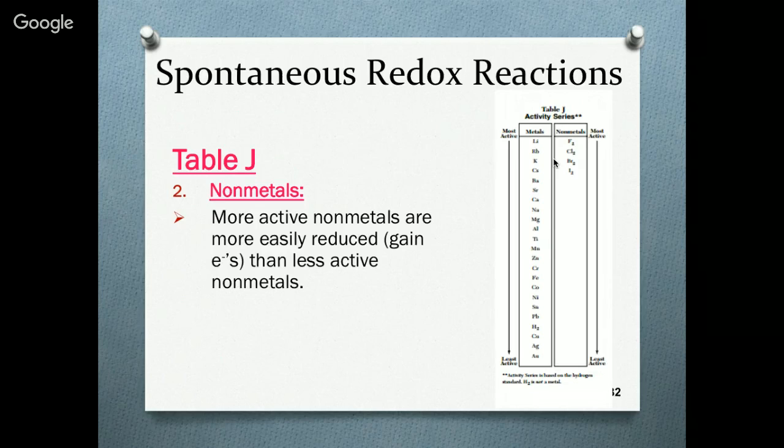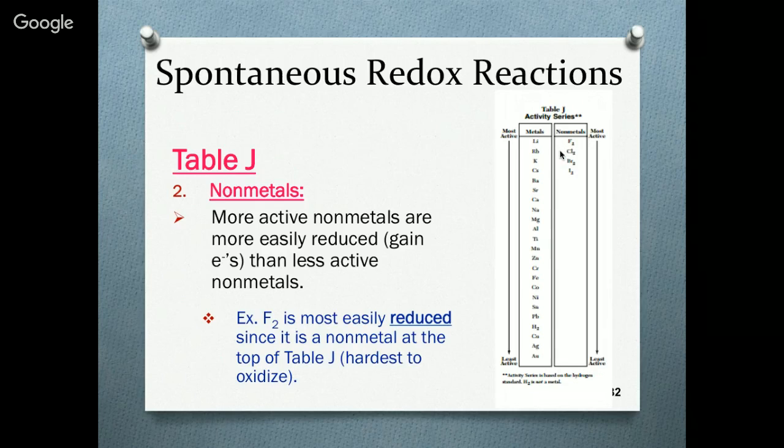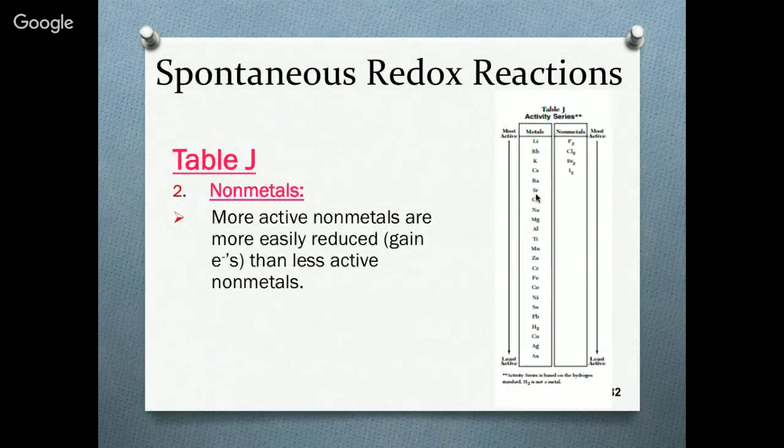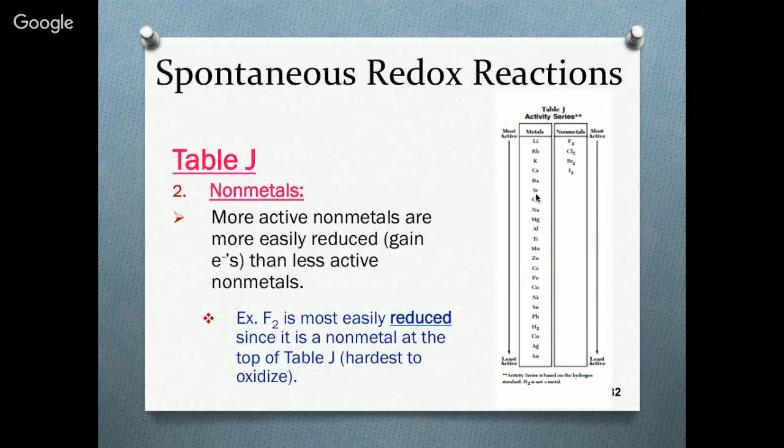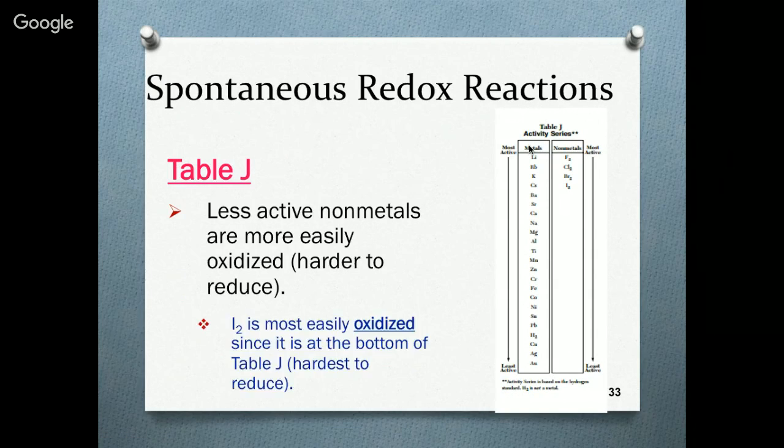For nonmetals, the more active nonmetals are the ones that are more easily reduced, or gain electrons, so they'd be at the top of the chart. Remember, nonmetals like to gain electrons or be reduced. So F2 is most easily reduced, and that would be at the top of the nonmetal side. If you get a question that asks which one's most likely to be reduced and it's a metal, you look at the bottom of the metal chart. At the top of the metal chart, you're more likely to be oxidized. At the bottom, you're more likely to be reduced. If you're at the bottom of the nonmetal chart, those are the less active nonmetals. They're more easily oxidized, or harder to reduce. So iodine is most easily oxidized since it's at the bottom of table J on the nonmetal side.